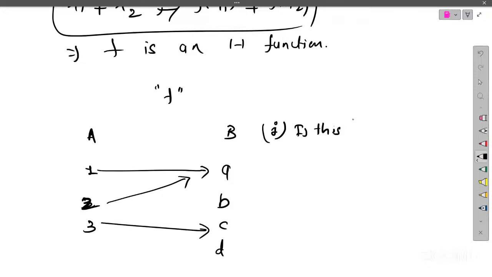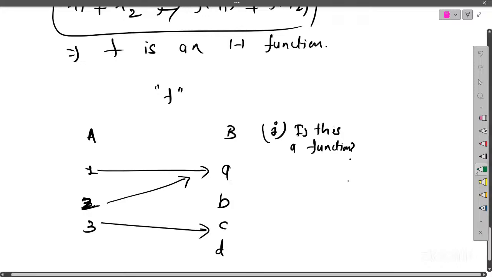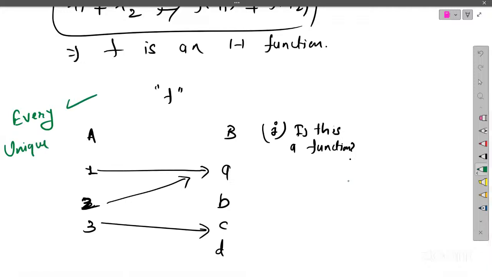Is it not a function? Why is it not a function? Because 1 and 2 are getting the same value. It's not unique. No, it is a function. It is only not a one-to-one function. It is a function because for a function, we need to check every and unique, right? Here every is satisfied because for every element of A, we have some output. And unique is also satisfied. That means 1 is getting mapped to only a single output, not to any other output.